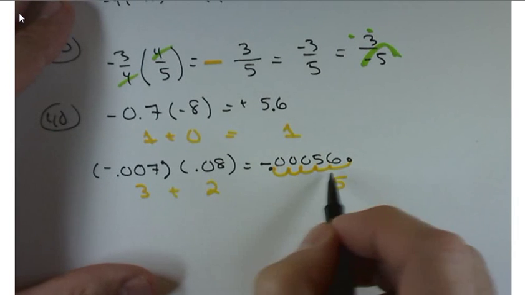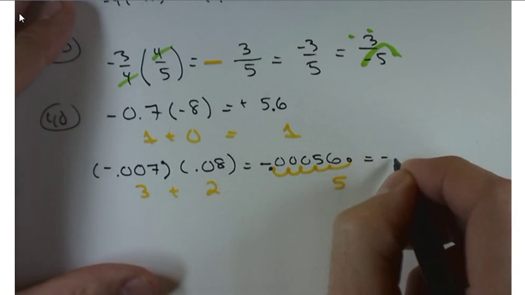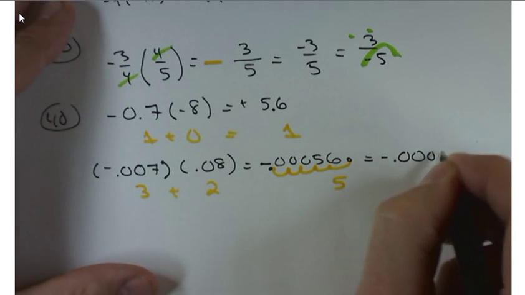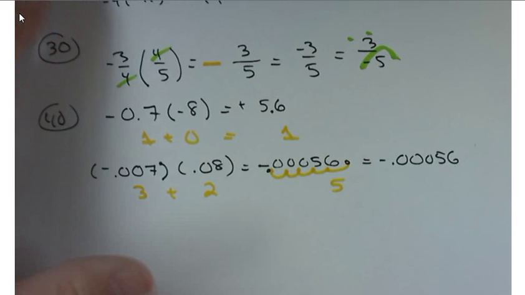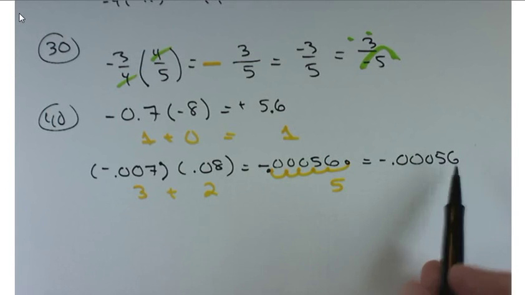Now please don't leave it like this. It's a real mess. And I'll probably just mark it wrong. So please just take an extra 2 seconds at most to rewrite it. Negative 0.00056.